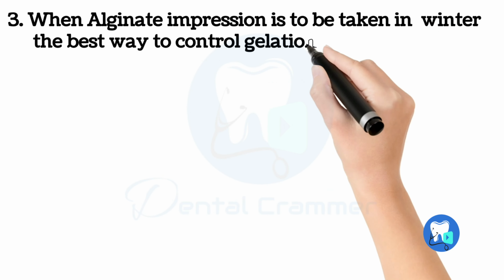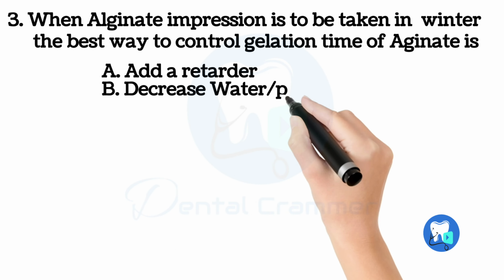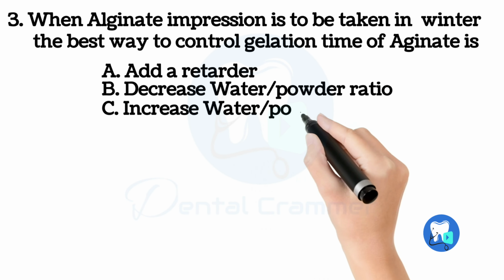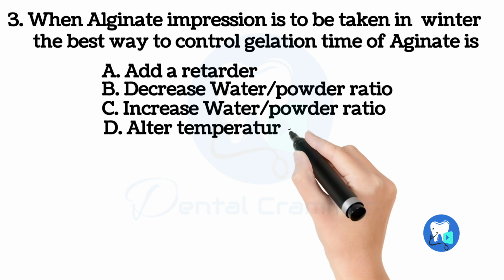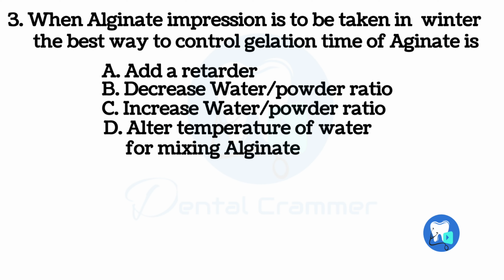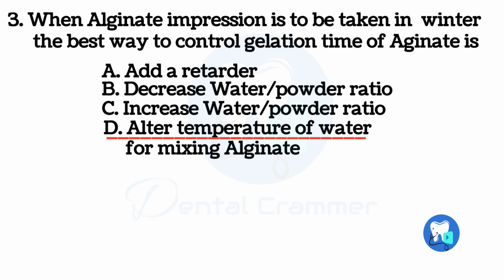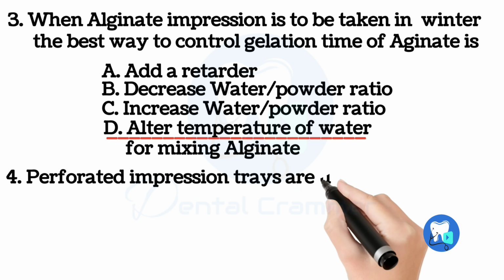When an alginate impression is to be taken in winter, the best way to control gelation time of alginate is to: add a retarder, increase or decrease water to powder ratio, or alter the temperature of water. So, altering the temperature of water which is used for mixing alginate is the right answer, as increasing or decreasing the water to powder ratio can cause change in the properties of alginate.